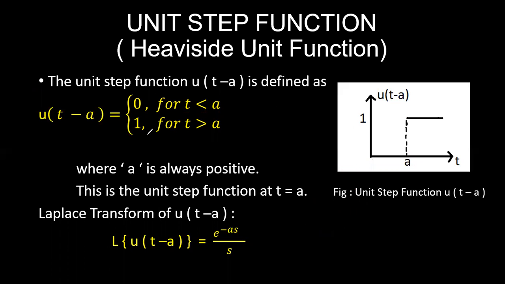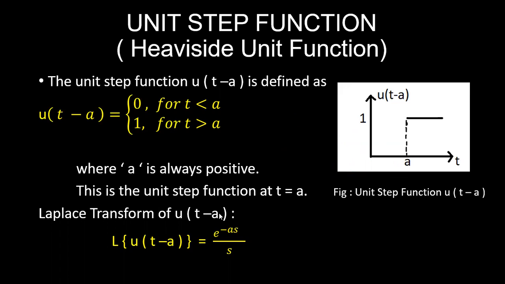The name itself indicates its magnitude value is equal to 1, which is defined from some interval or some point. Here it is defined from t equal to a. So for t greater than a, its value will be 1. For t less than a, its value will be 0. So this is about your unit step function.